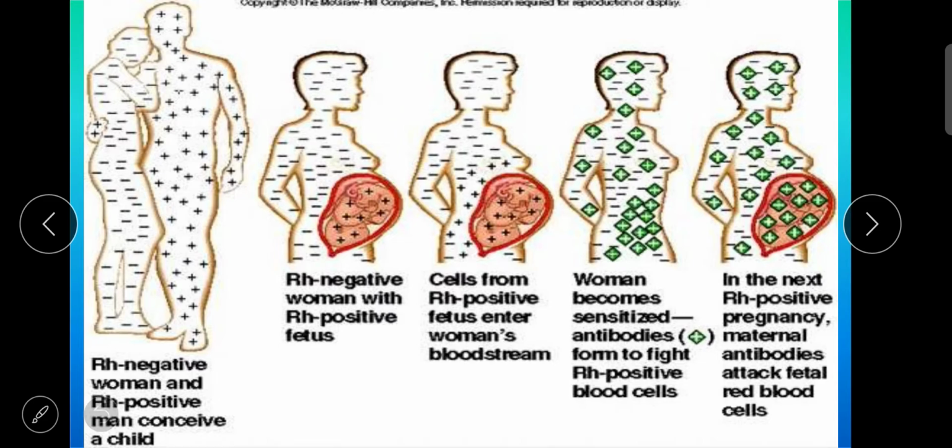The first one: if the husband is positive and the mother is negative, there is a chance that the baby can be positive. Second case: the mother is negative and the baby becomes positive. Another case: cells from the positive baby enter the mother's body, so the mother's body will show a reaction. In another case, the woman becomes sensitized, with antibodies to fight RH positive blood cells that enter from the baby's bloodstream. So these are some of the cases.